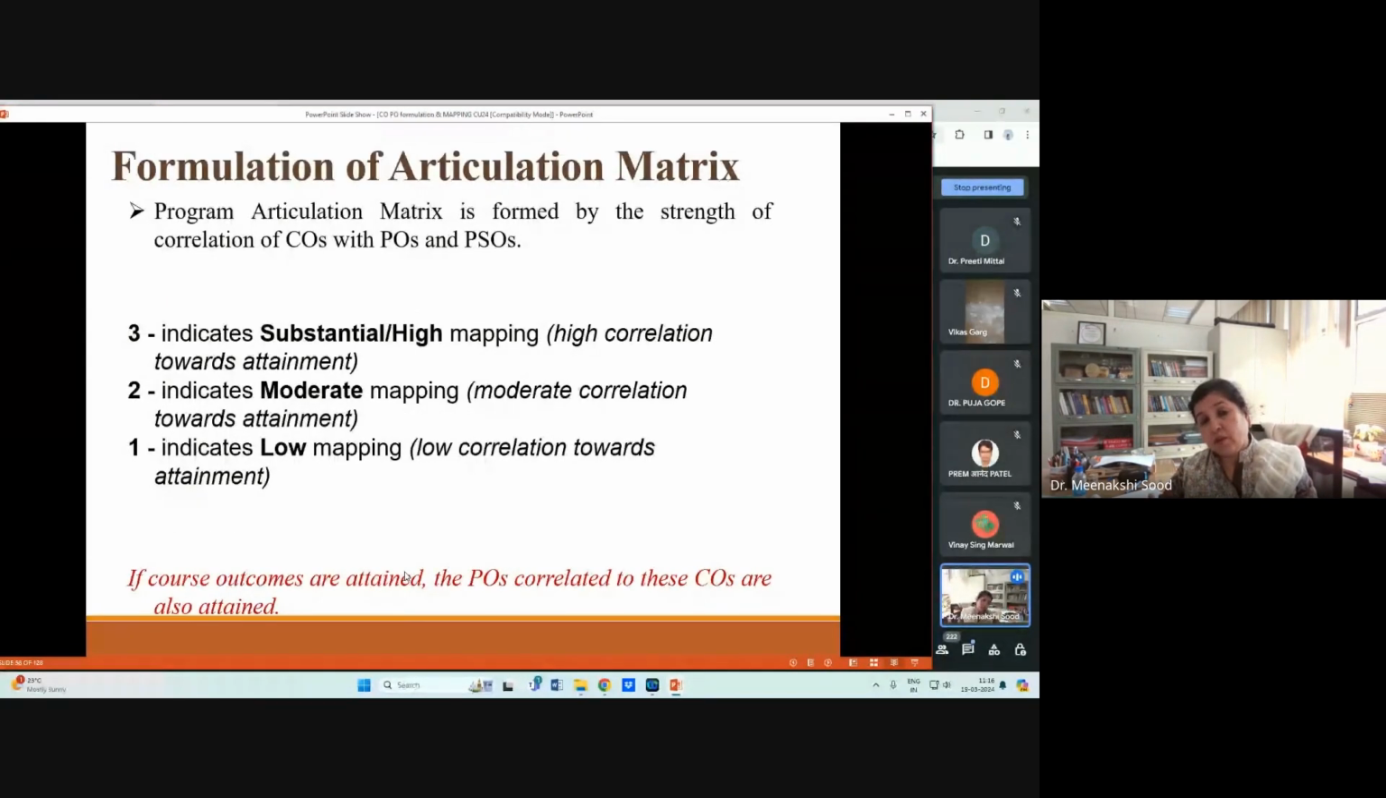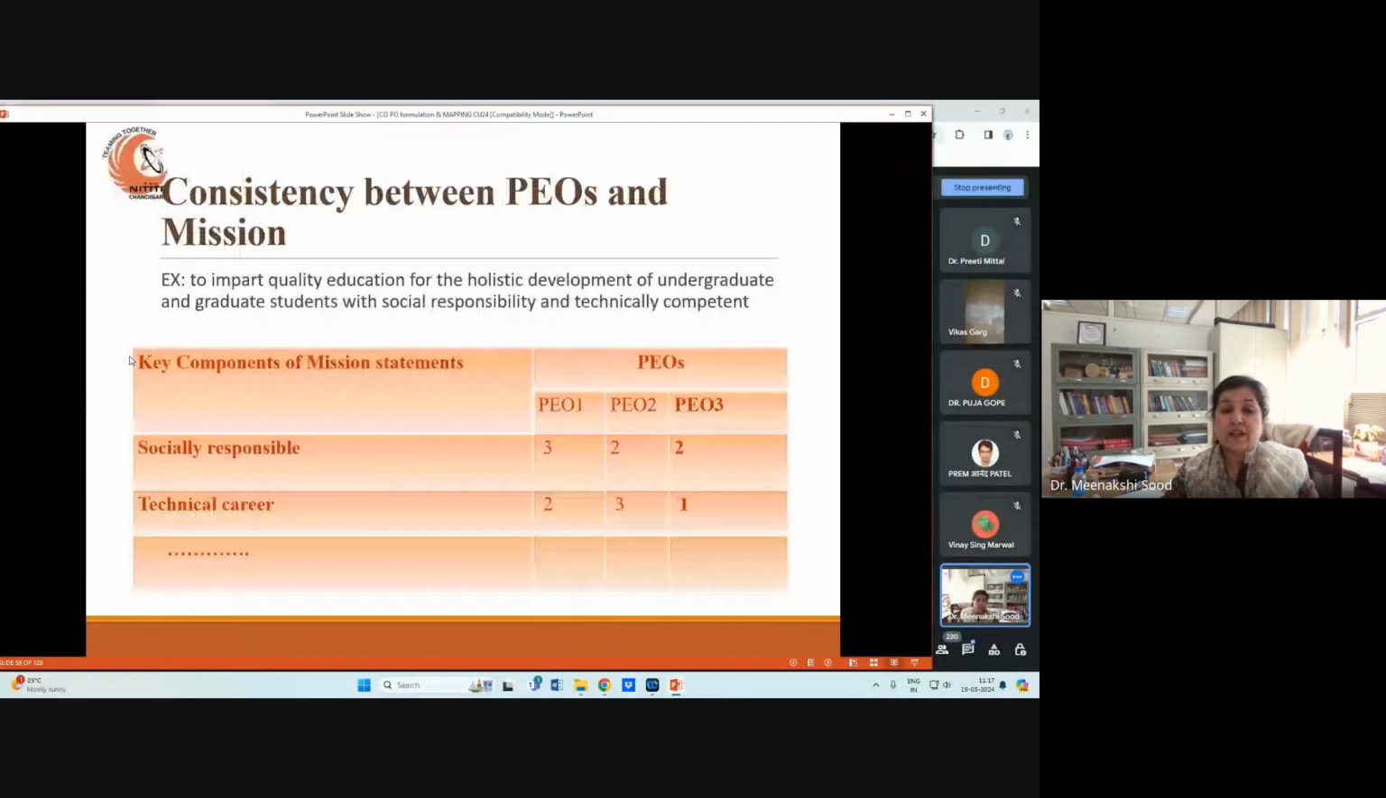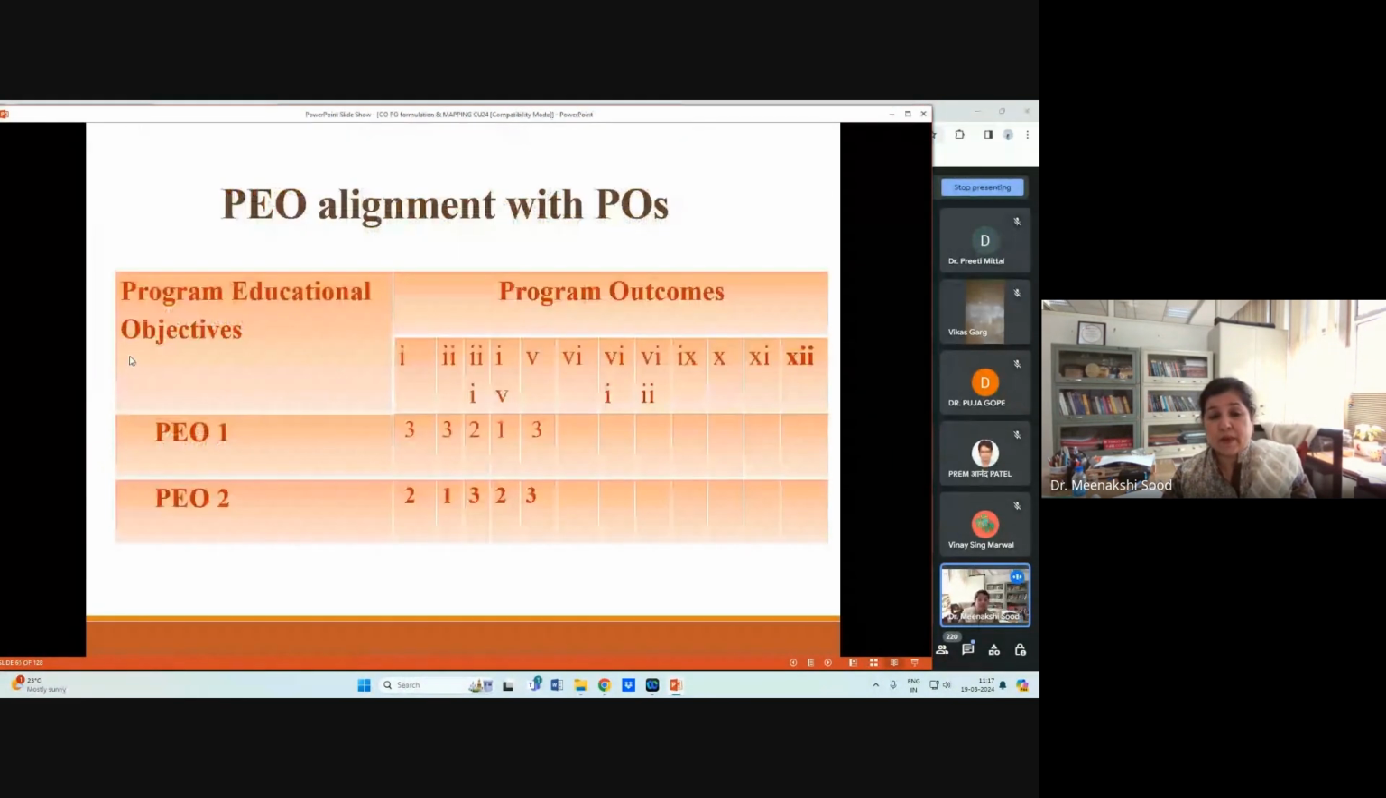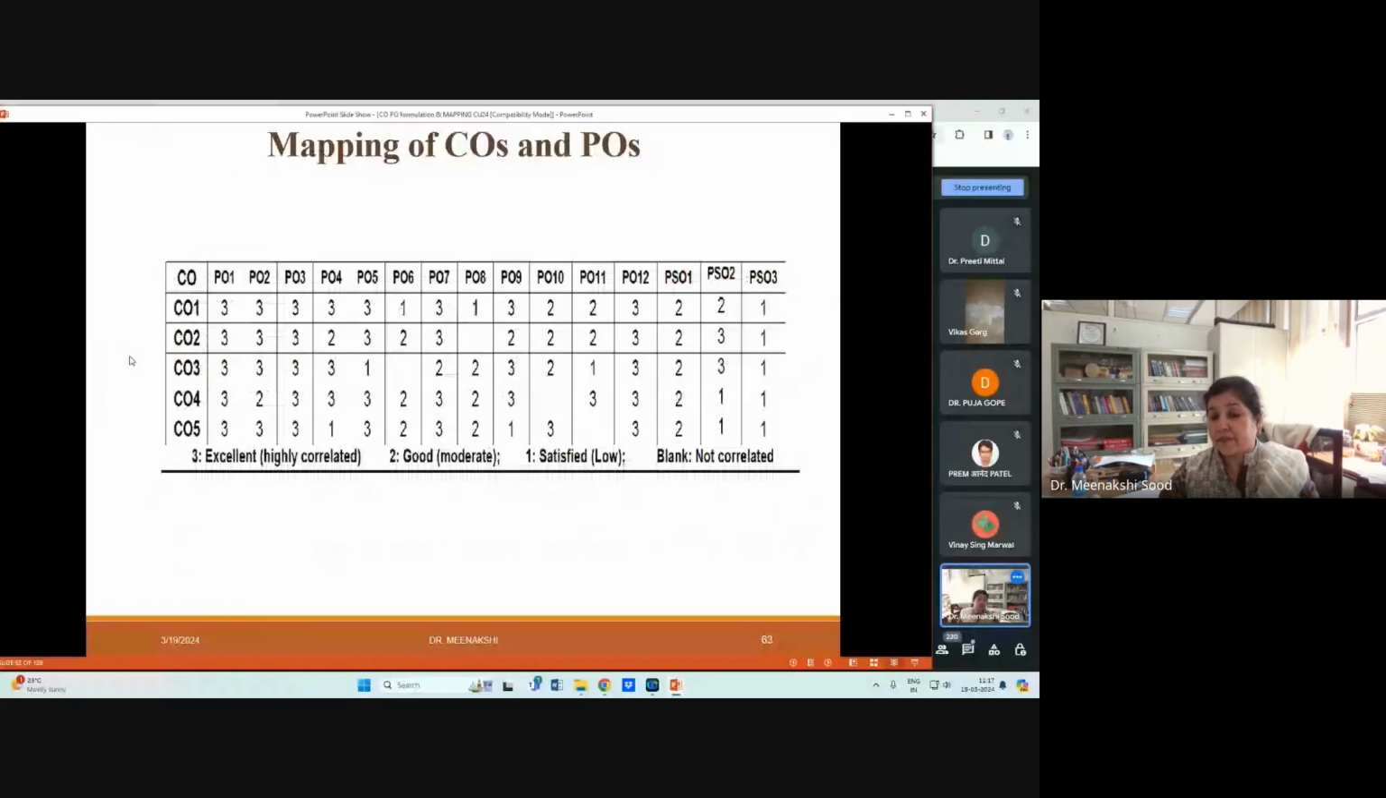And we all know we are doing it. To make it quantifiable and measurable, we give the values 3, 2, and 1. If we indicate 3, it shows the maximum correlation, or high mapping, between the two parameters. If we show 2, it is moderate, and if it is 1, it is a low mapping, and if it is 0, then there is no mapping. I'll show you one like this.